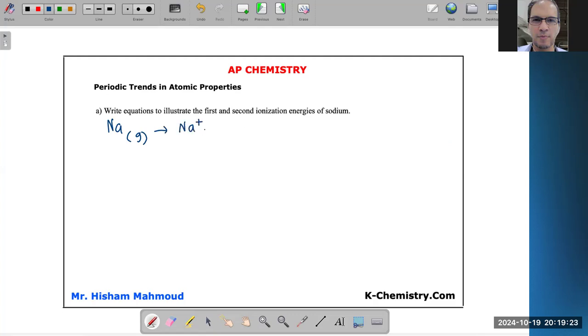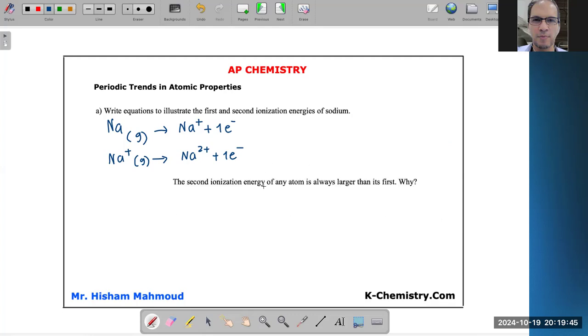So you lost an electron and one electron is removed. And then the second ionization is removed from the positive ion. So this one, you will lose one more electron to form Na2 plus, and one electron again is removed. This is the first step, and this is the second step. He is asking why this second ionization energy is always larger than the first. ليه دايما السكند ionization energy is much higher than this one.